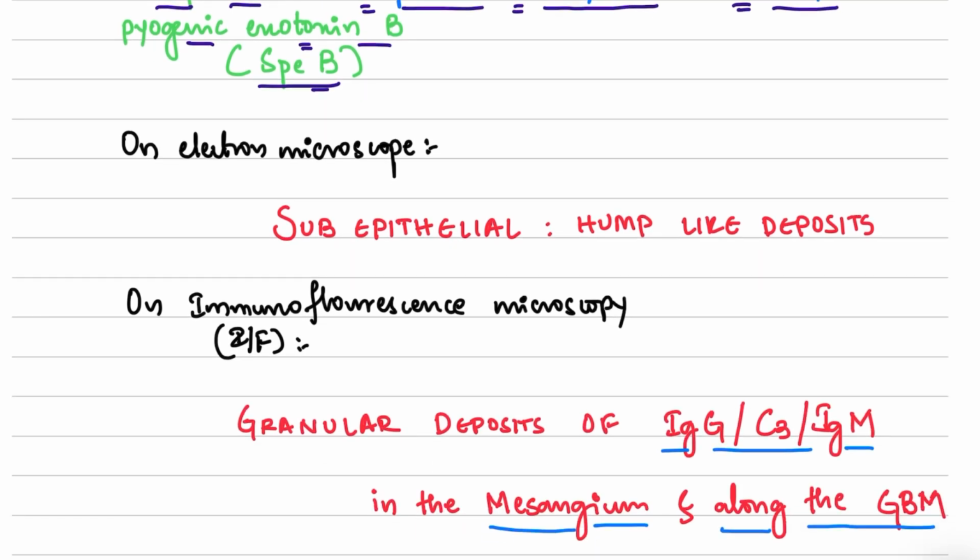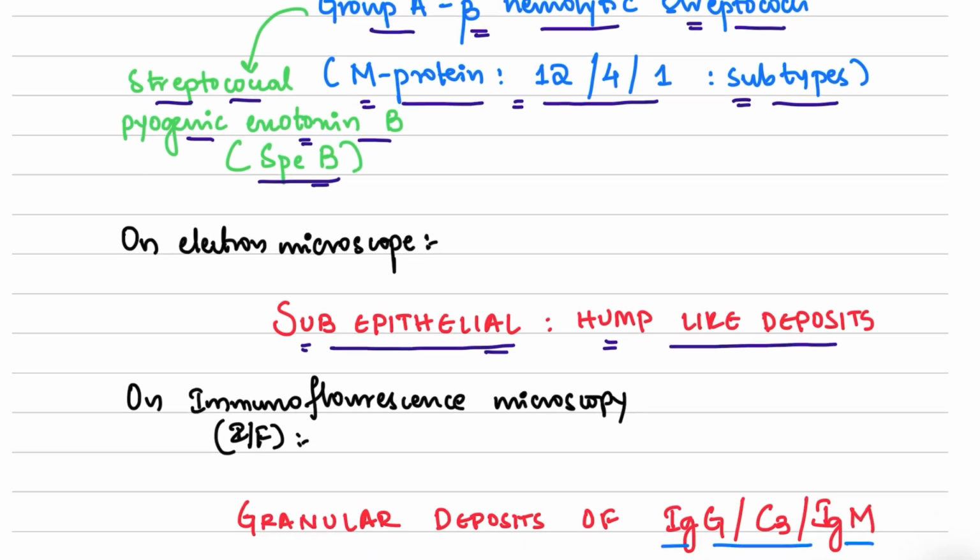On electron microscope, what do we have? We have something called subepithelial deposits, or hump-like deposits. Okay, on electron microscope, there are subepithelial deposits of these immune complexes in PSGN.